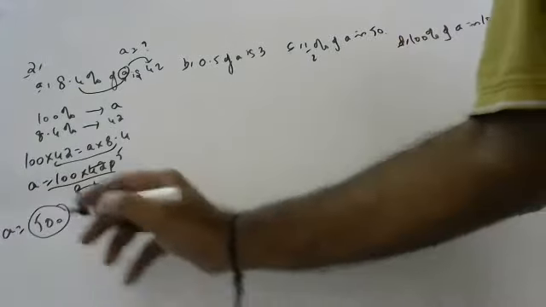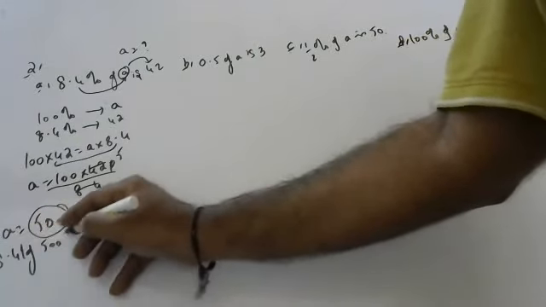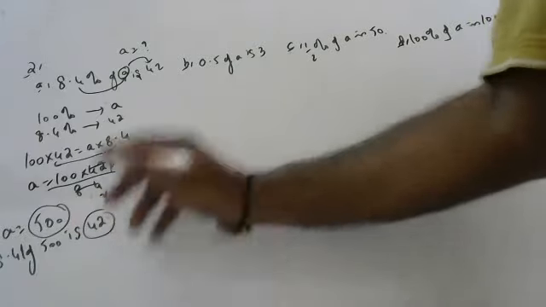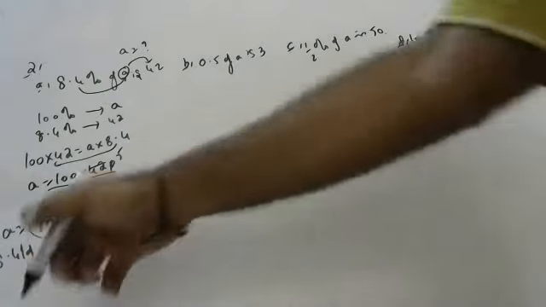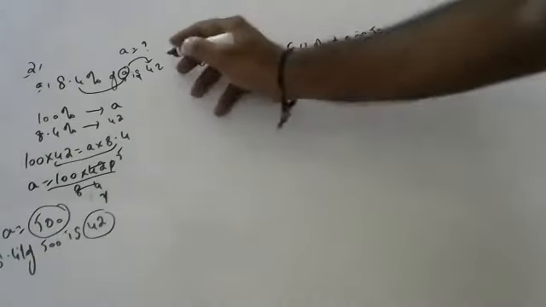What will the statement become? 8.4% of 500 is 42. In 500, 8.4% is 42. Like that.